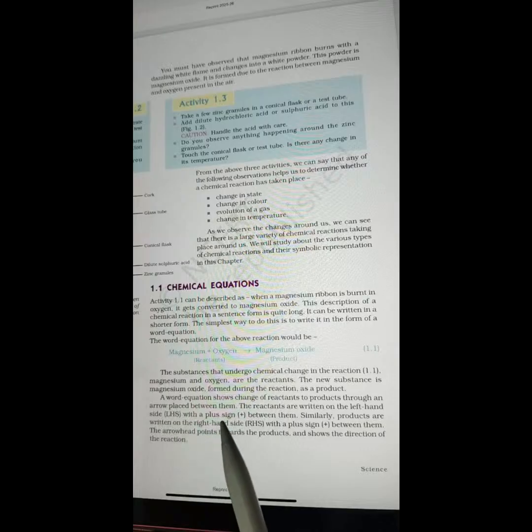A word equation shows change of reactants to products through an arrow placed between them. The reactants are written on the left hand side, LHS, with a plus sign between them. Similarly, the products are written on the right hand side, or RHS, with a plus sign between them. The arrowhead points towards the products and shows the direction of the reaction.